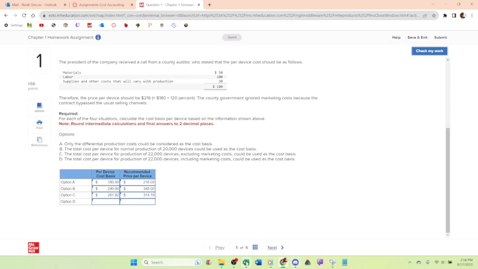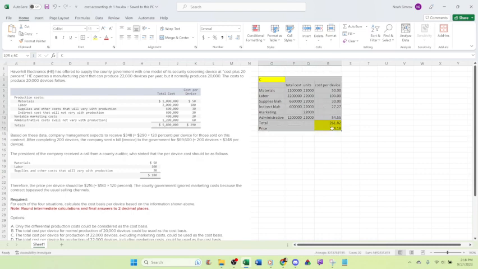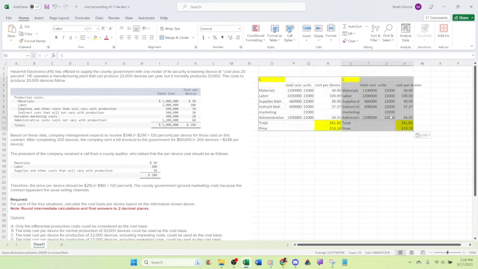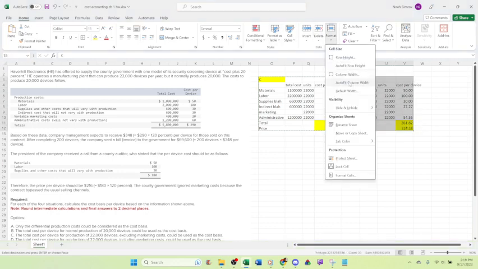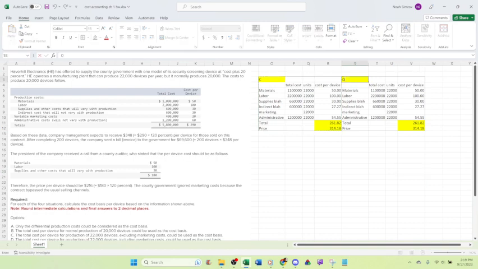So for D, we copy and paste everything, but the difference is that we change it to D, and then we change these two. So we add marketing. That's literally all we have to do. So marketing is going to be fixed. Nope, it's variable. Because marketing is a variable cost, it will have the same cost per device, but it will have a different total cost. So therefore equals this times this.